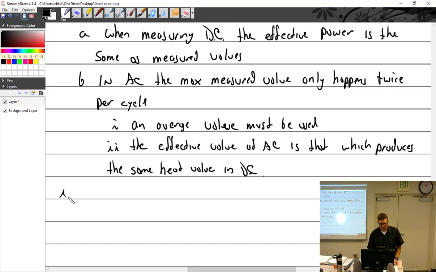All right, so 0.3, I don't know where I'm at here. The formula for power.